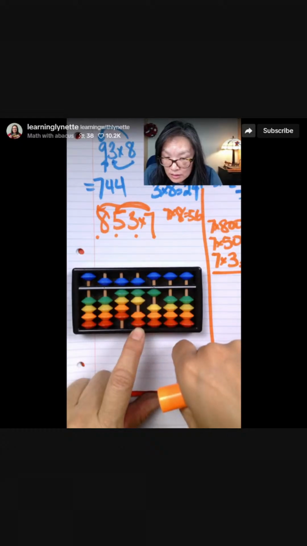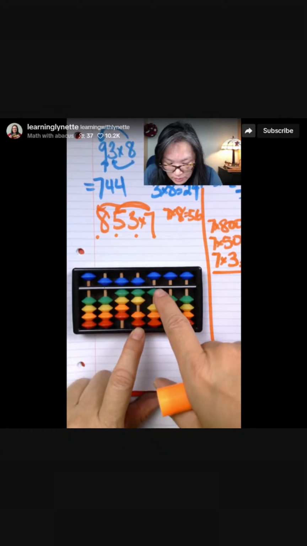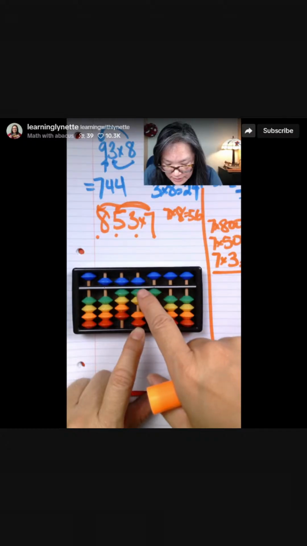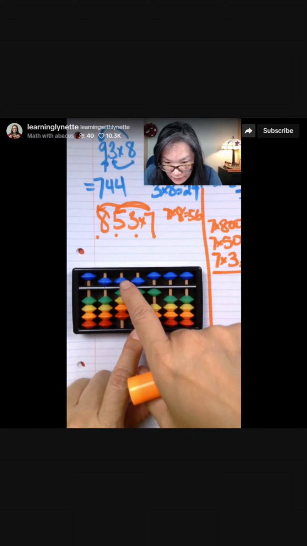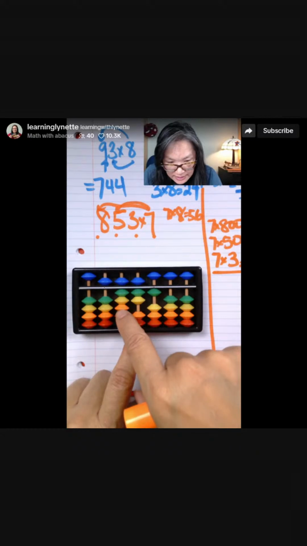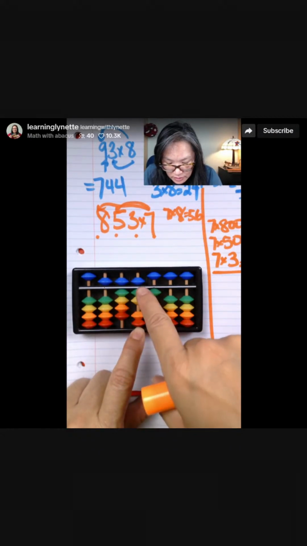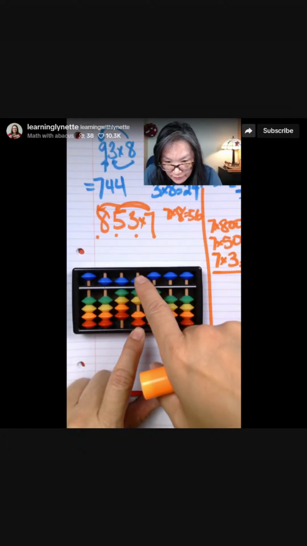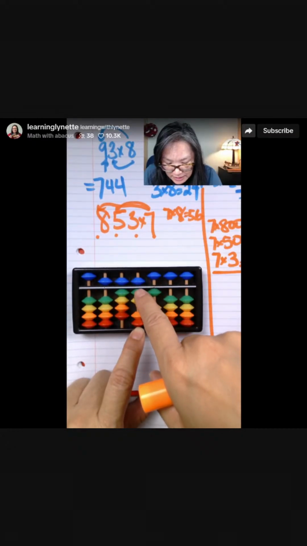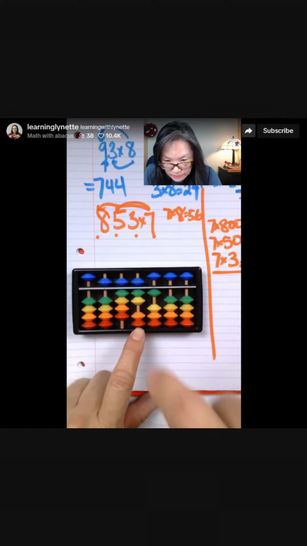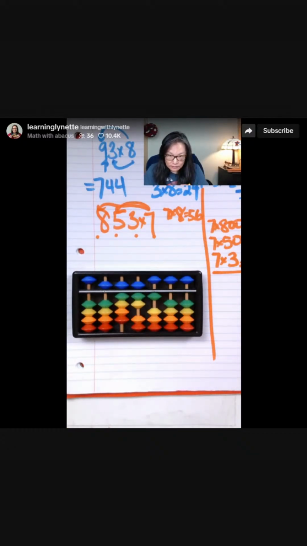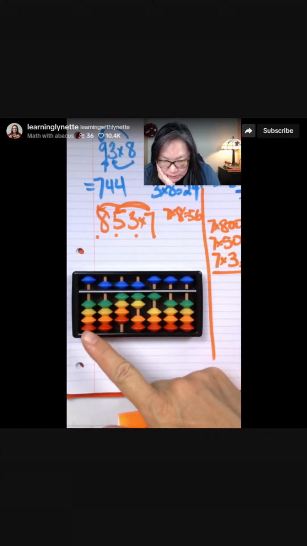5, 6, 7, 8, 9. When you count, count from the top. Start from the 5 and you count on. 5, 6, 7. So it's 5, 1, no. So we have to count. We always count from the top. 1, 5, right?